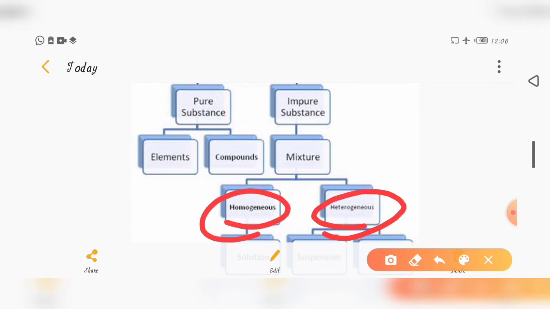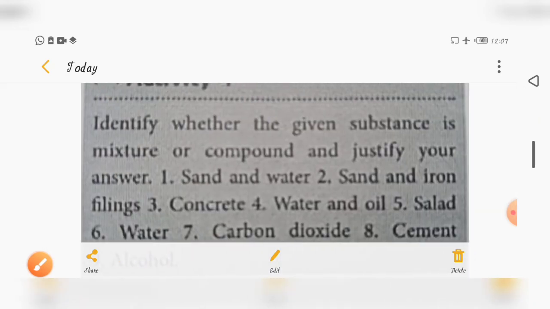Homogeneous has only one type, that is solution, true solution, and heterogeneous has two types, one is suspension, another one is colloidal solution. Okay, next we go to how the compound and mixture can be classified. You know very well, from the given activity you have to identify the compound and mixture.